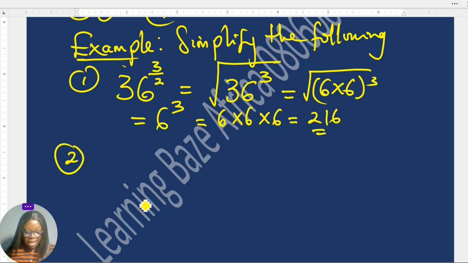Now, the next example will make this clearer to you. So 32 raised to power 3 over 5.